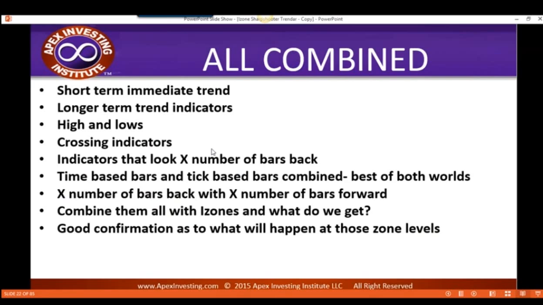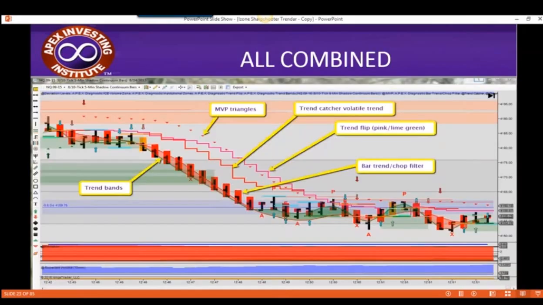Okay, so basically we've got some short-term immediate trend indicators, longer-term indicators that are programmed looking at certain highs and lows and crossovers and X number of bars back. We've got bars that are looking at tick movement of the market and time-based movement of the market. We combine these all together and we get the perfect combination when we combine them with the IZONES of what's going to happen at those levels. And let me just show you a quick glance here at them all together.